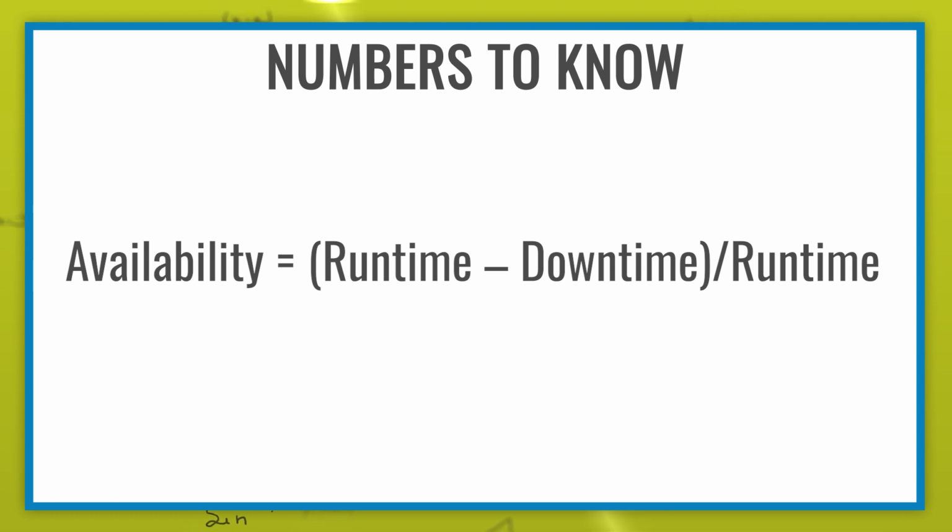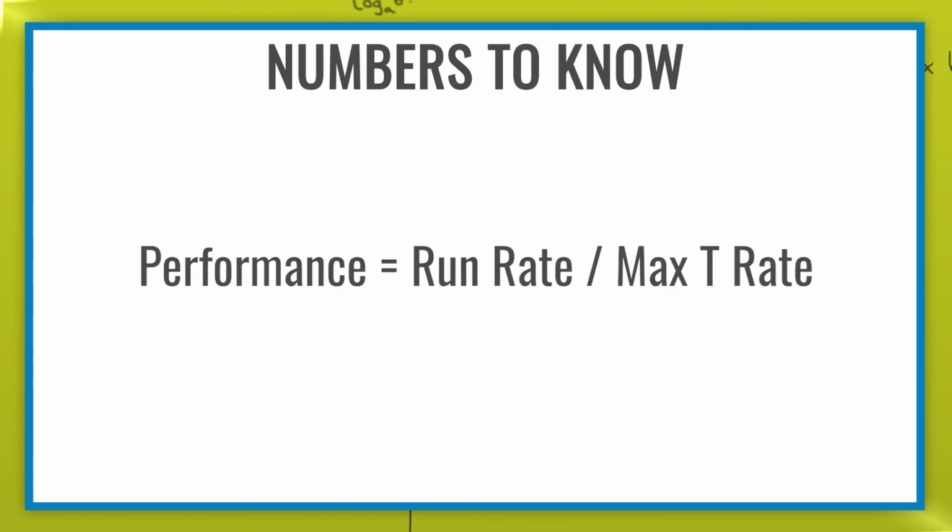How efficiently a line is running is called performance. To calculate performance, we divide the run rate of the line by the fastest speed possible for that product on the line, called the max T rate.